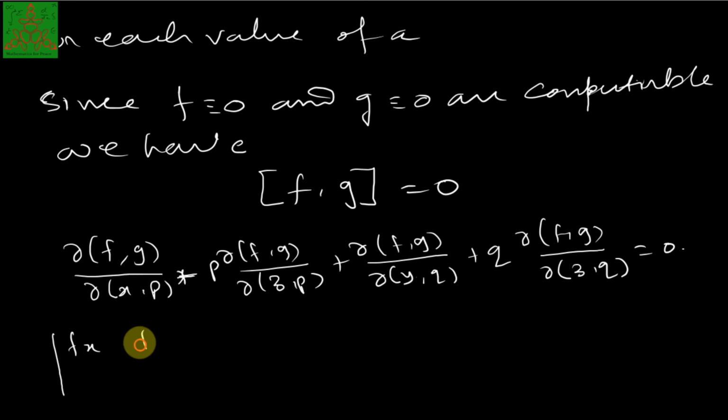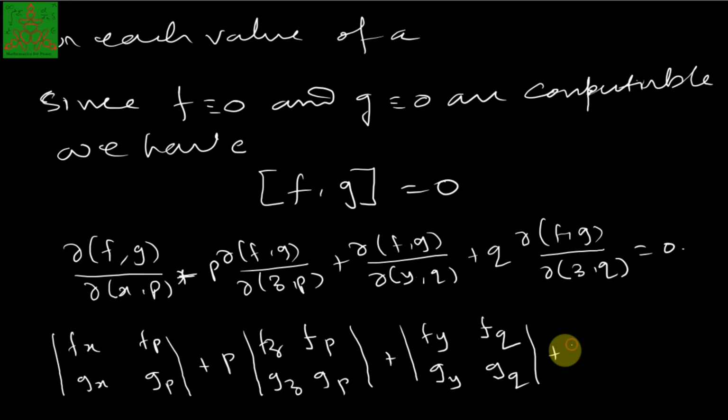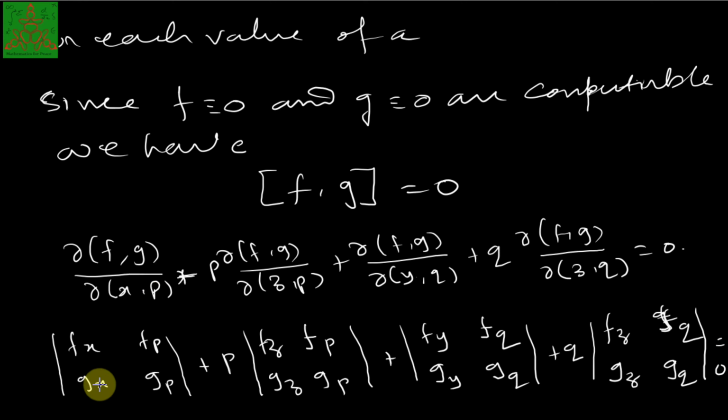This is the determinant of fx, fp, gx, gp, plus p into the determinant of fz, fp, gz, gp, plus the determinant of fy, fq, gy, gq, plus q into the determinant of fz, fq, gz, gq, and all this equal to 0. And if you simplify this, if I expand this determinant, you will have fp as the coefficient of gx.